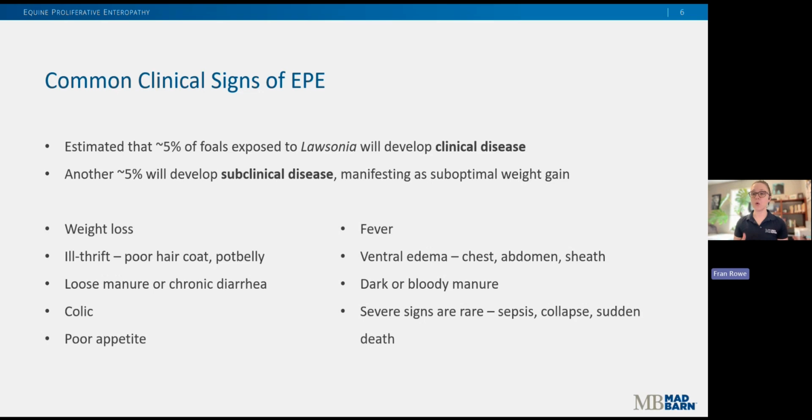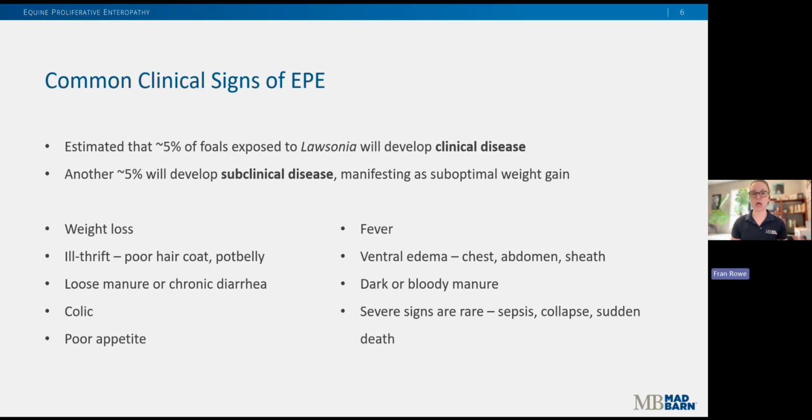It's estimated that only about 10% of foals that are exposed to the Lawsonia bacterium will actually become sick. And it's thought that even fewer will develop clinical disease. Around half of these foals will develop what's called subclinical disease, which really manifests as kind of suboptimal weight gain or suboptimal growth.